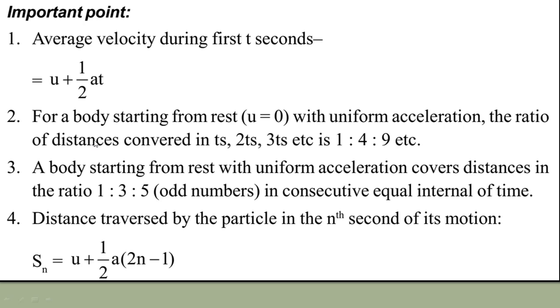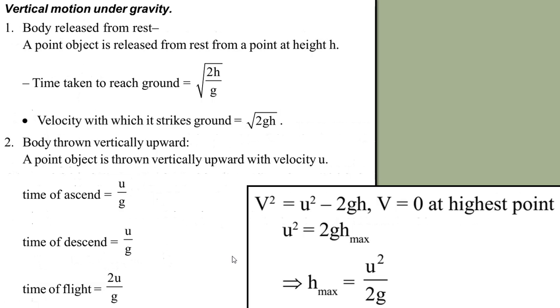For a body starting from rest, u is equal to 0, with uniform acceleration, the ratio of distances covered in t second, 2t second and 3t second etc. is 1:4:9. A body starting from rest with uniform acceleration covers distance in the ratio 1:3:5 in consecutive equal intervals of time. Distance traversed by the particle in the nth second of its motion, Sn is equal to u plus half a into (2n minus 1), where t is n second.